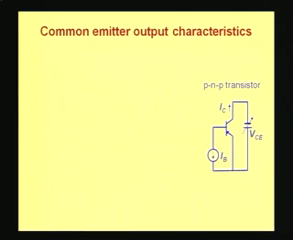Let us see what characteristics we are going to explain for this device. First, we will explain the common emitter output characteristics. Let us first understand what is meant by common emitter. Here we see the biasing arrangement in which the characteristics are measured. As you know, the transistor has 3 terminals, unlike the diode which has 2 terminals.